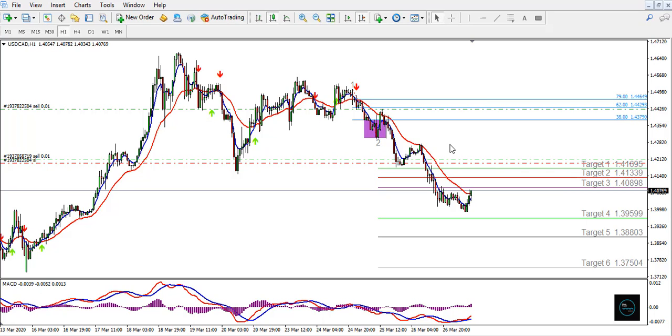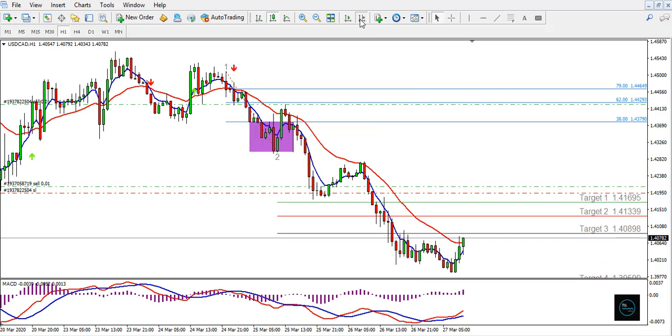So it's not really about how much you make, but knowing the correct requirements and prerequisites to get into these trades. And as long as you find them, you are going to make lots of money. So let's analyze this from the 1 hour chart here. You can see on the 1 hour chart that the trend is still bearish.